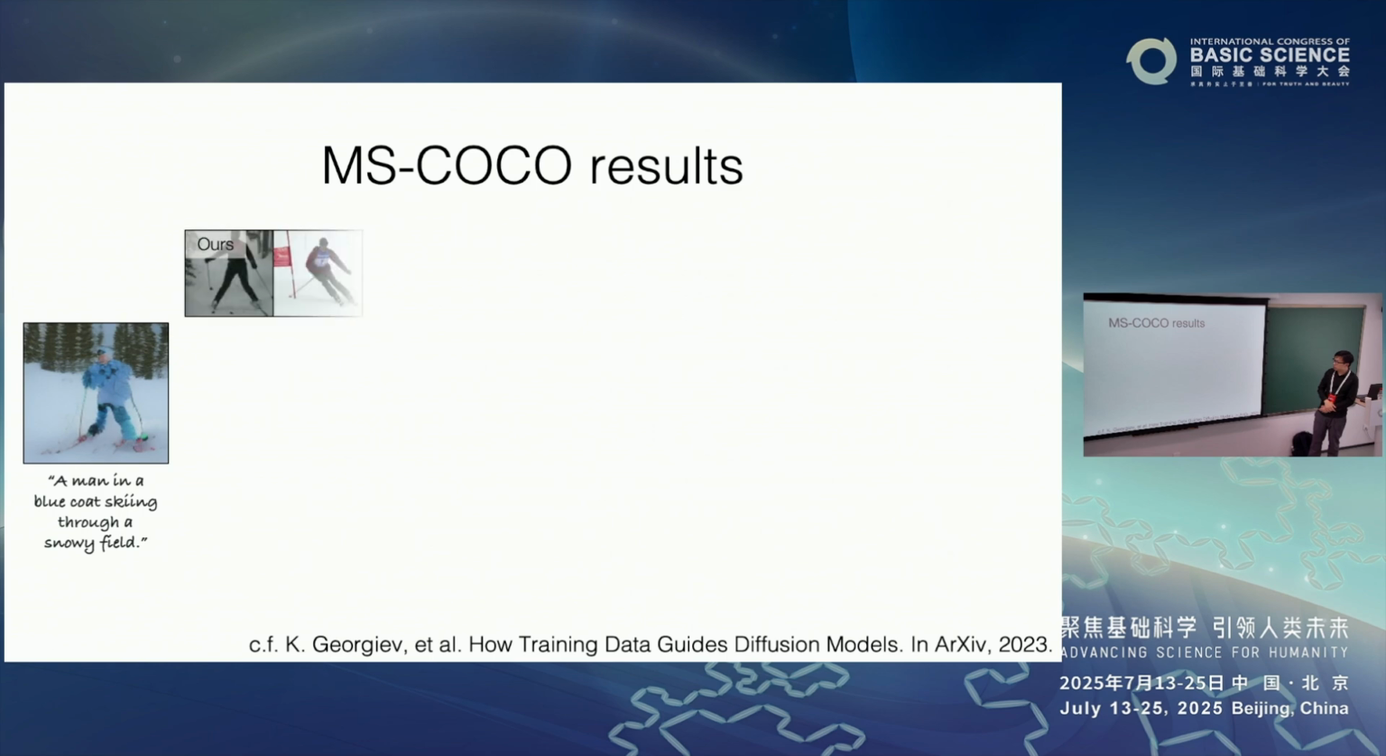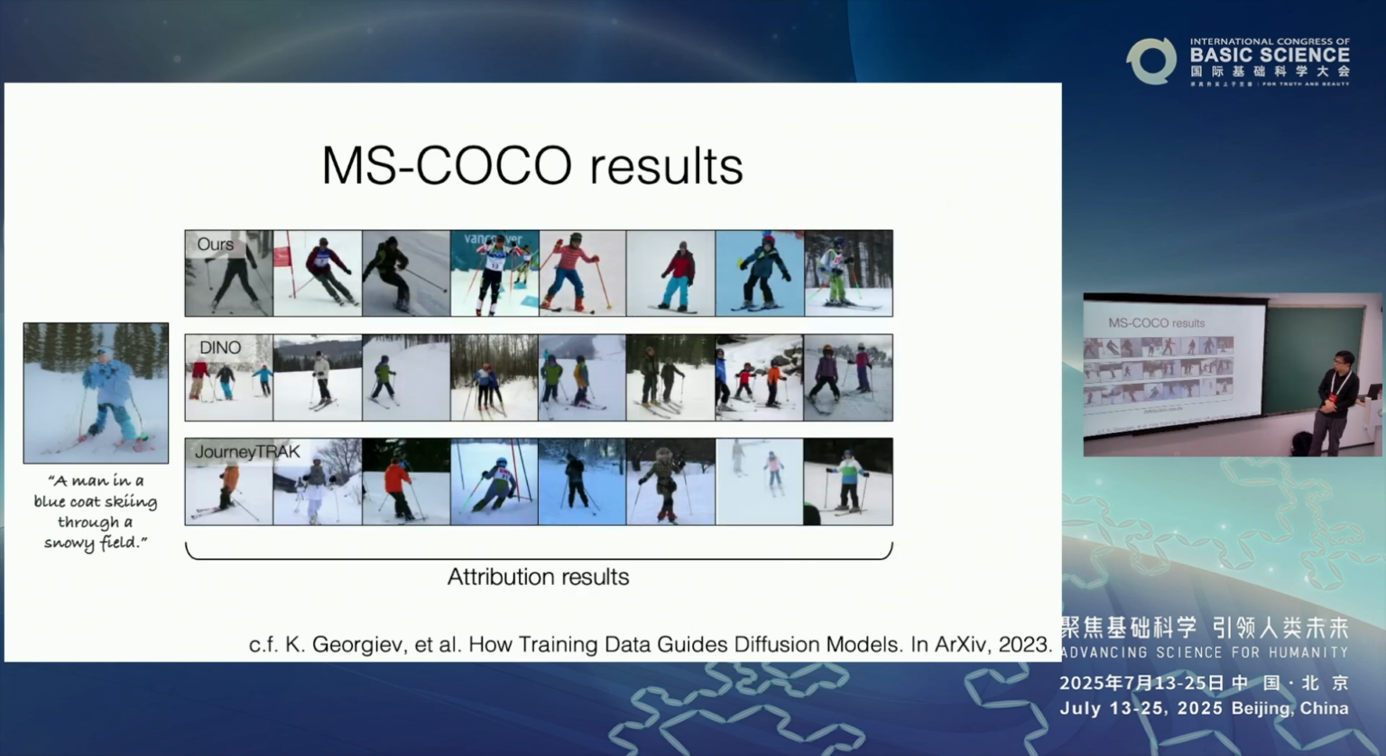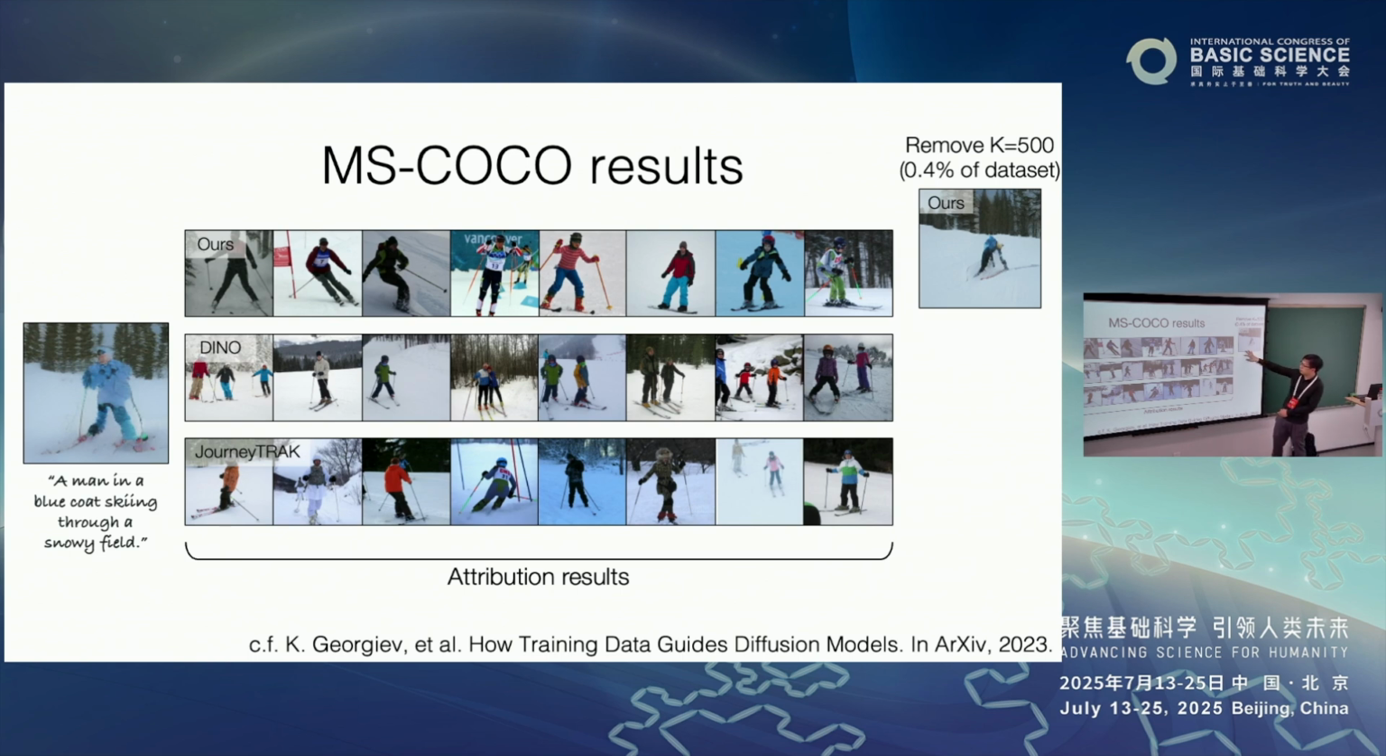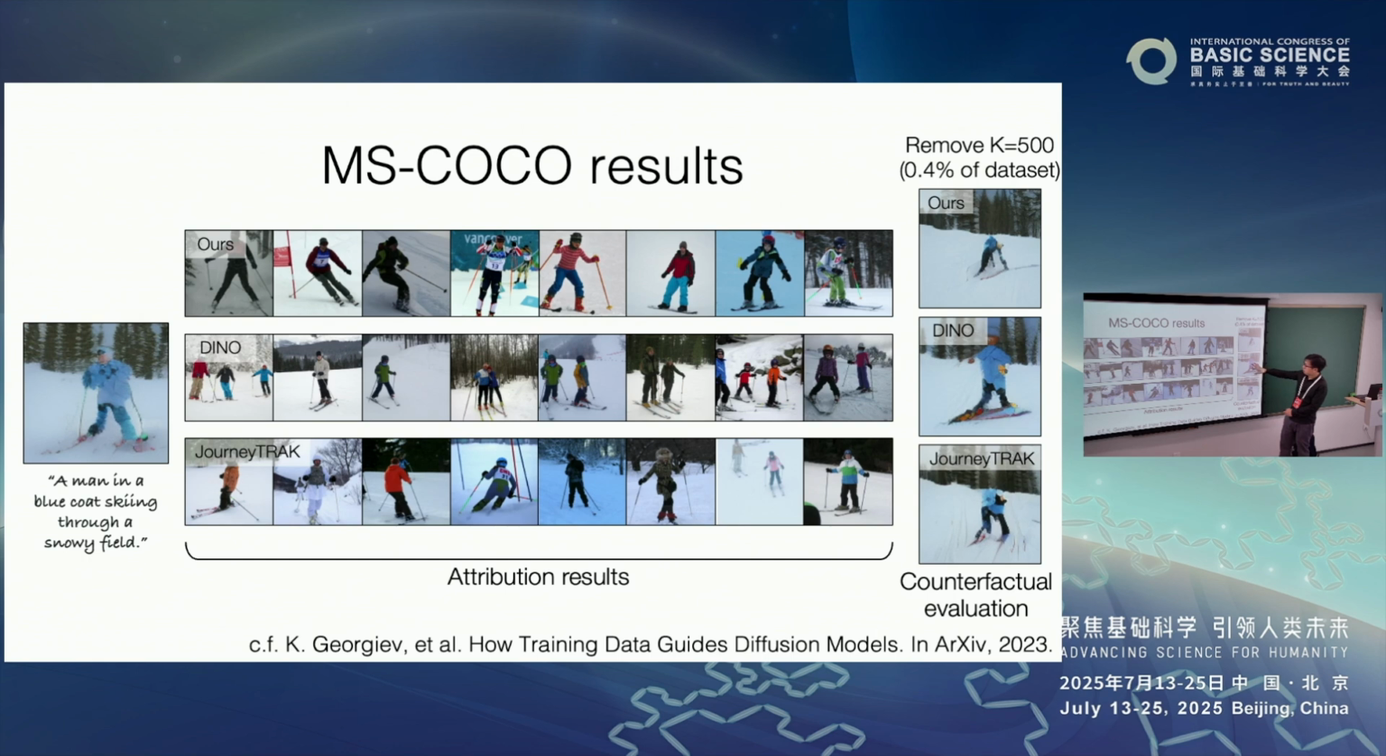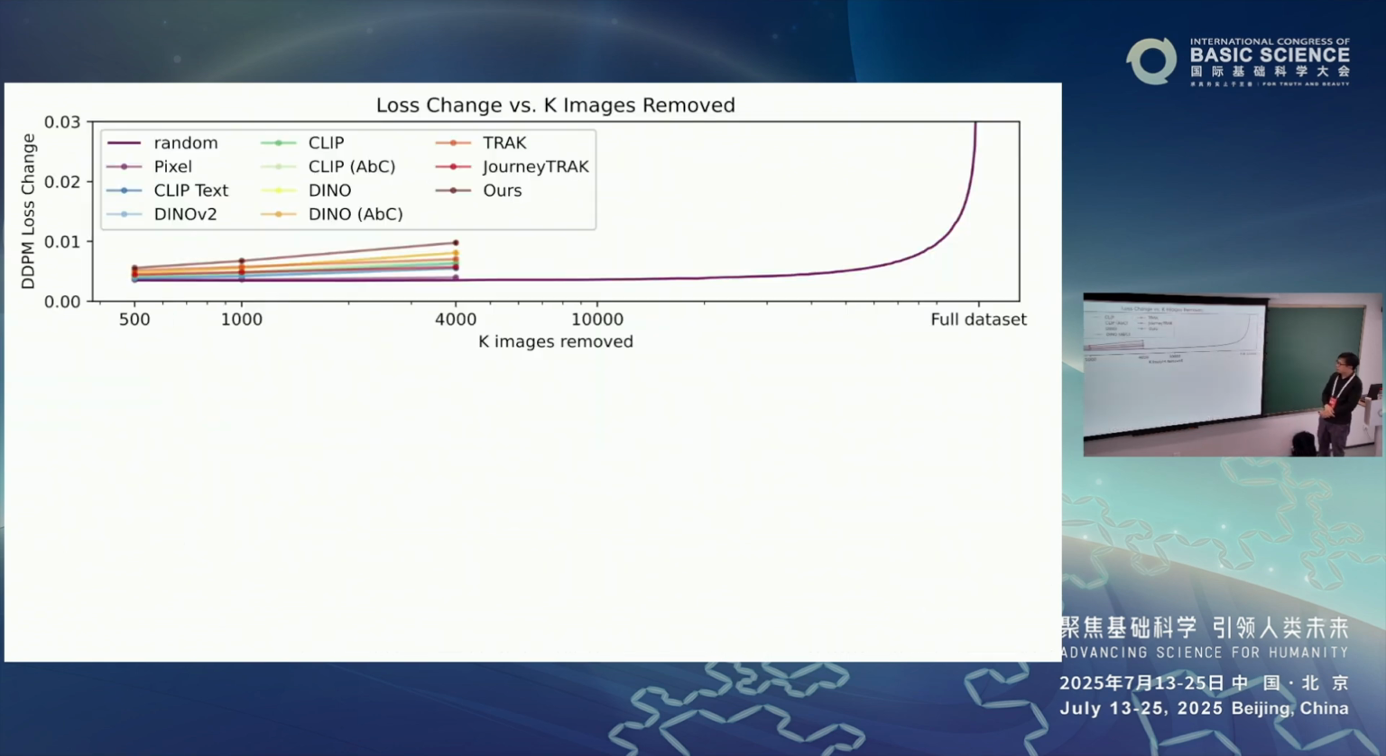Here is another example, these skin examples. You remove these images and you see whether the model trained from scratch can still generate them. You can see our model removes this particular image better than the baselines. And we can do this study for different kinds of methods over lots of test images.